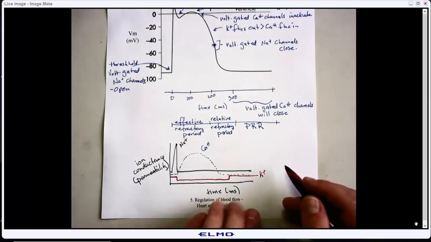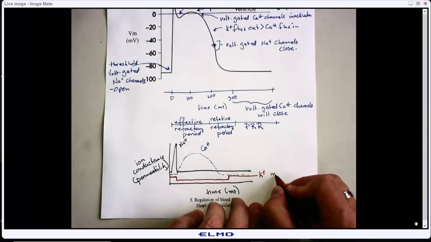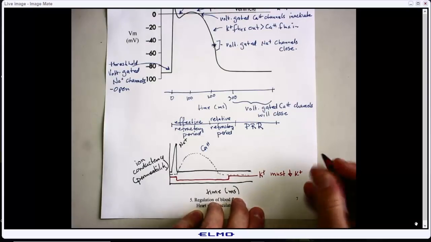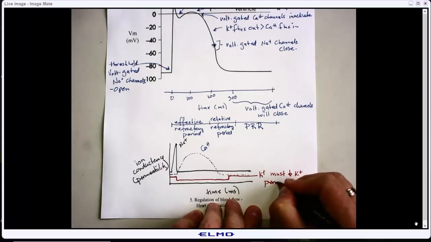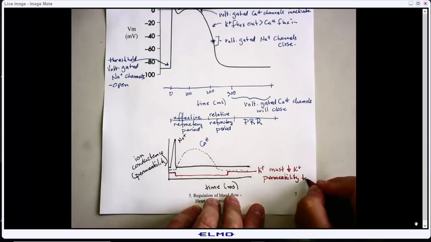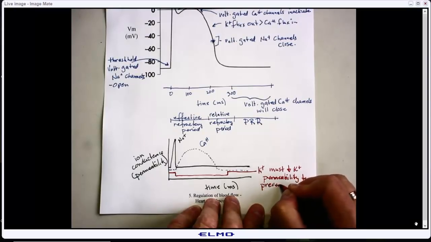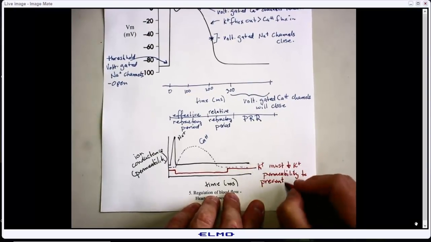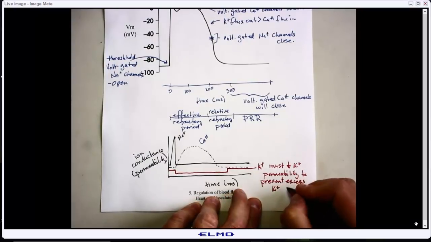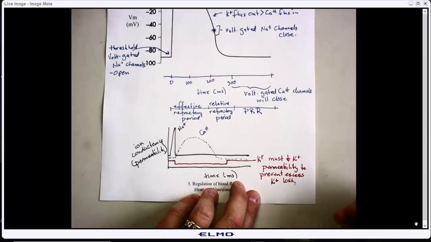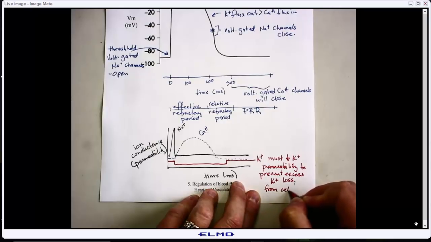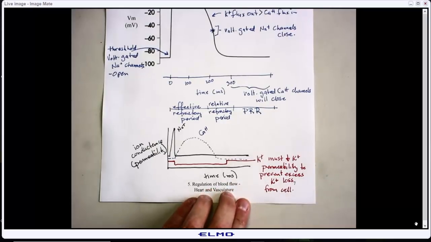So let's just write that we must decrease potassium permeability to prevent excess potassium loss from the cell. Okay?